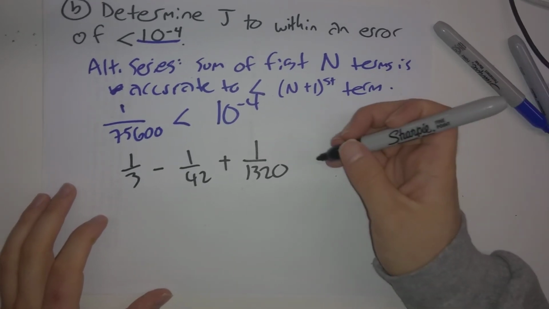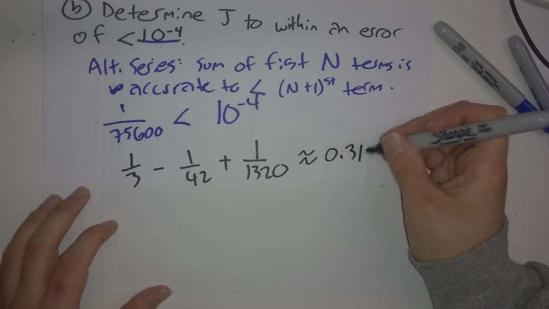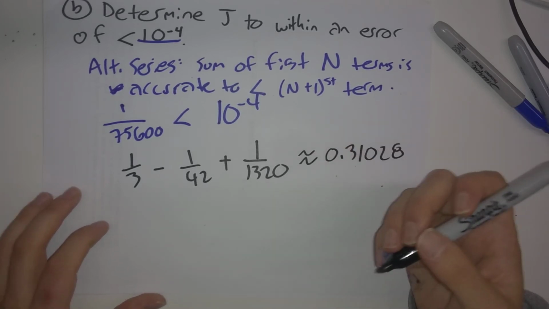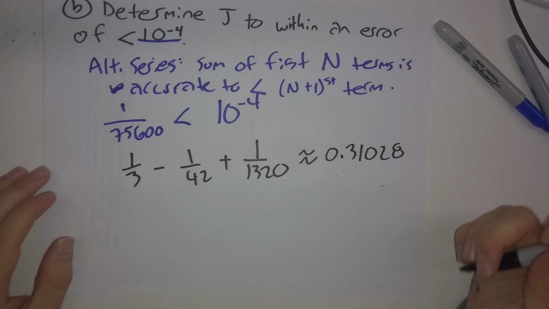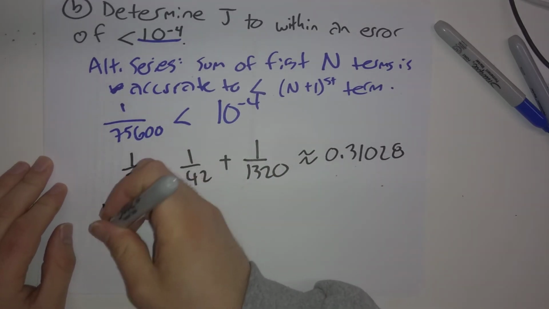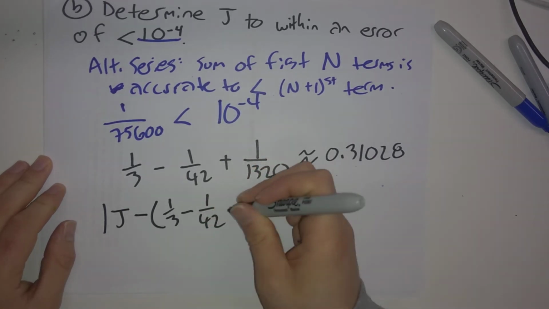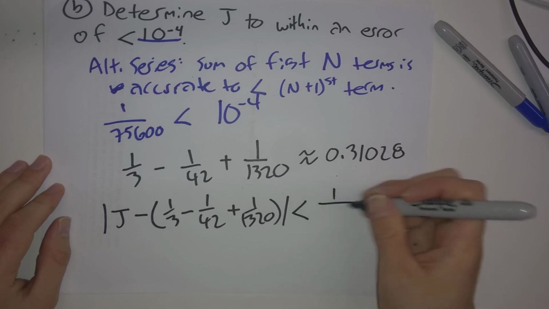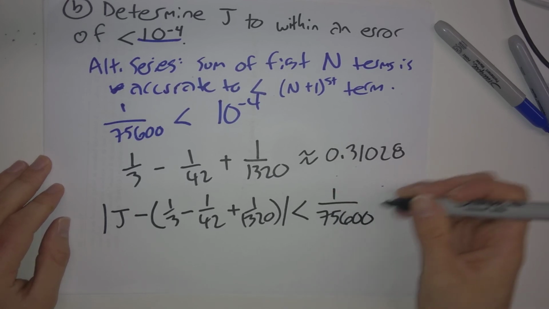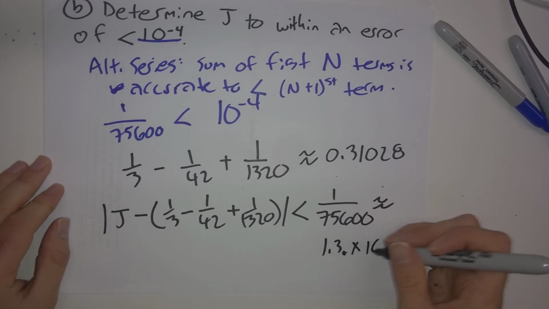So you want to know, this is about 0.31028. So our estimate for our integral J, 0 to 1 of sine of x squared dx, is 0.31028. And J minus the quantity 1/3 minus 1 over 42 plus 1 over 1320 is less than 1 over 75,600, which is about 1.3 times 10 to the minus fifth.